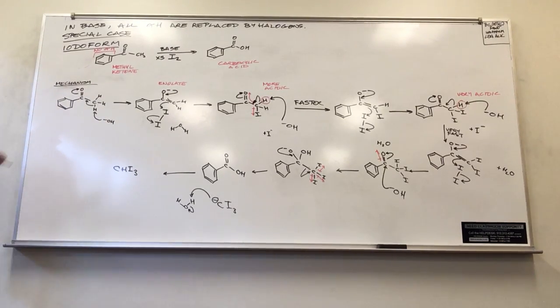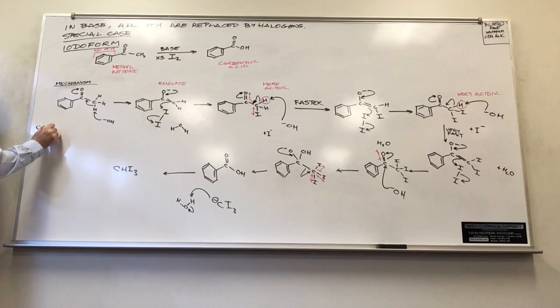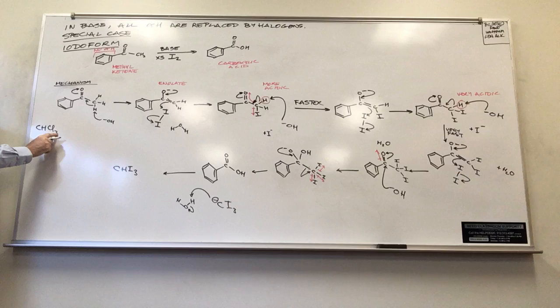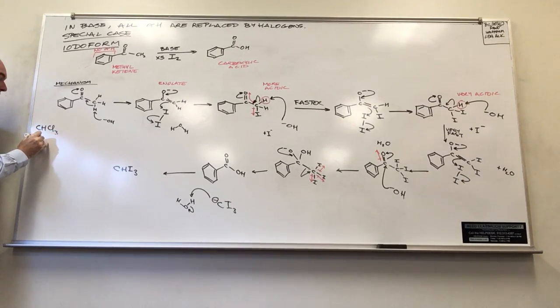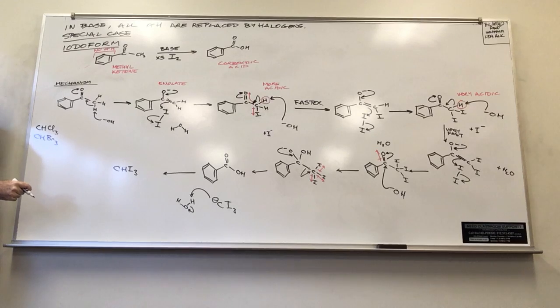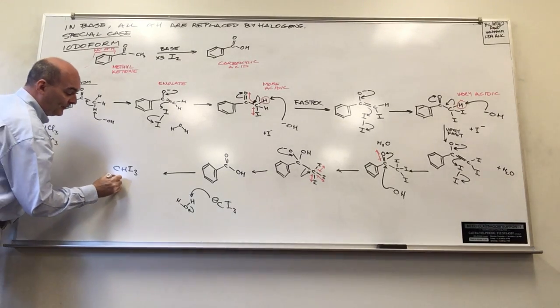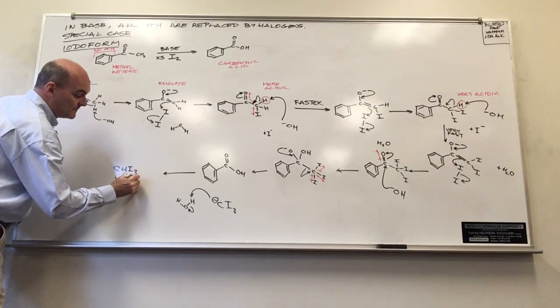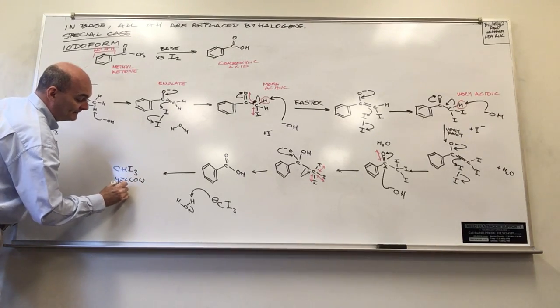In the same way, the CHCl3 is called chloroform. You've all heard of chloroform. CHBr3 is called bromoform. Form is the old word for one carbon before we had meth. So this is iodoform, and iodoform is a yellow precipitate.